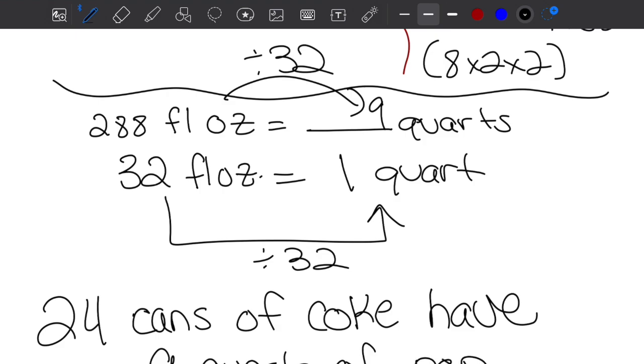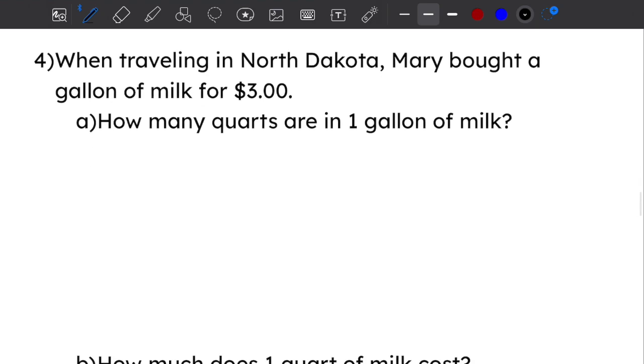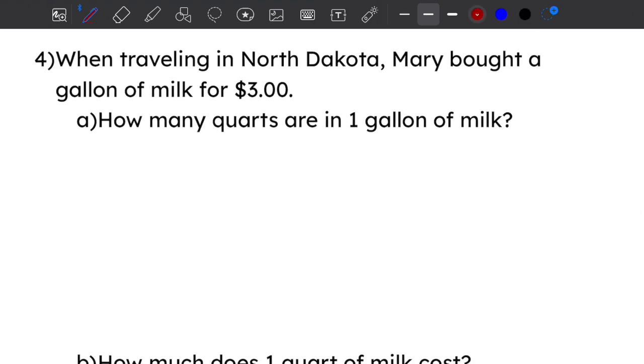All right. Let's do, I believe this is the last question. Let's have a read. When traveling in North Dakota, Mary bought a gallon of milk for $3. How many quarts are in 1 gallon of milk? And then in question B, how much does 1 quart of milk cost?